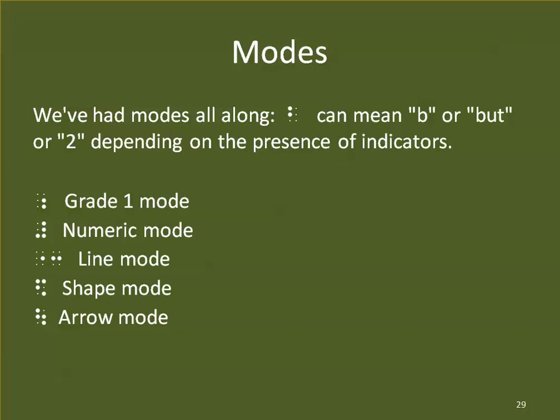And UEB has primarily 5 different modes that we'll be talking about. We've already talked a little bit about grade 1 mode. We'll talk more later on in just a bit. And numeric mode has a numeric indicator in front of it. A new concept called line mode is in UEB. And then we have specific modes for shapes and arrows.